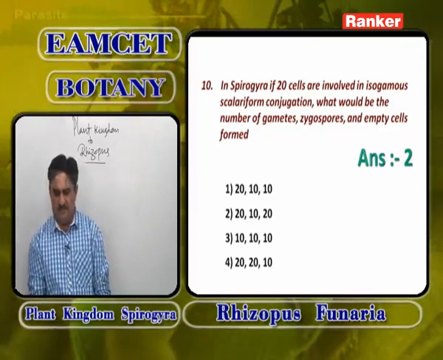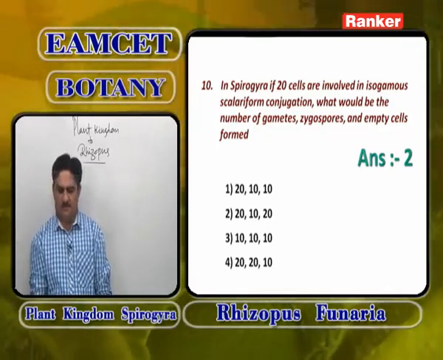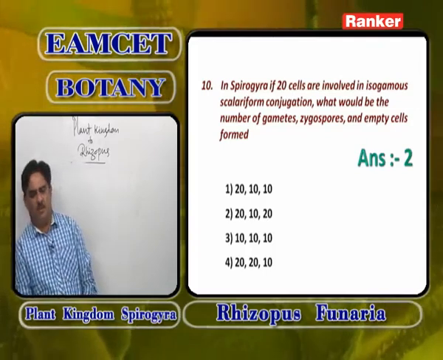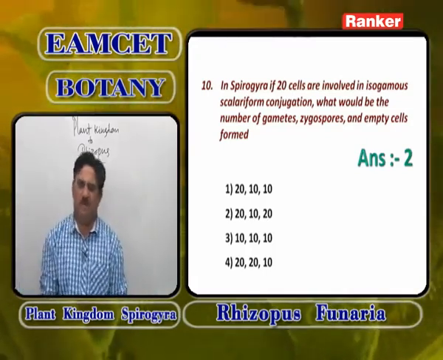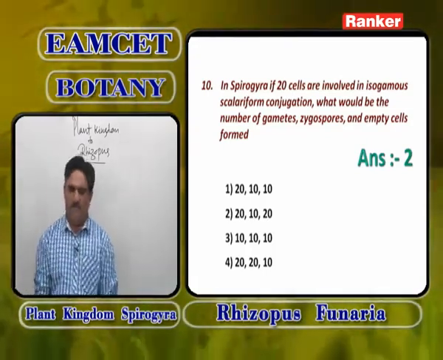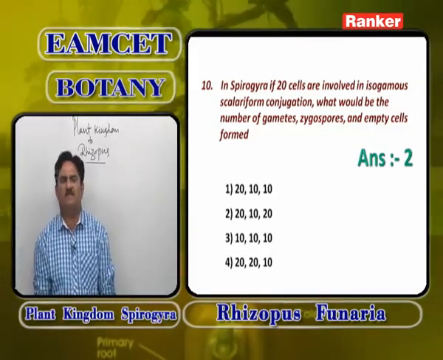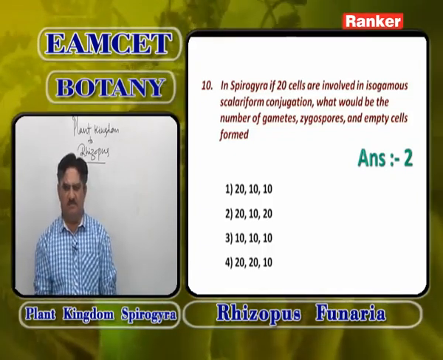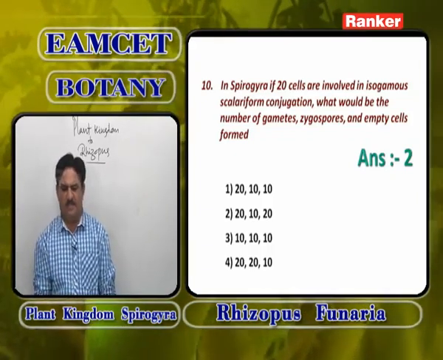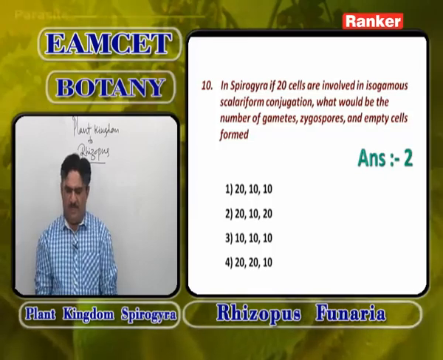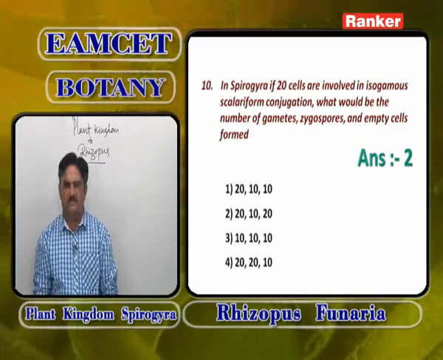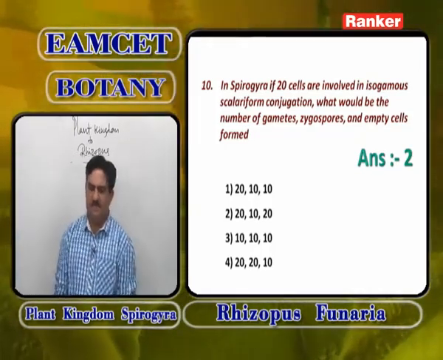So, what would be the number of gametes? 20, as gametes are formed on both sides. What would be the number of zygospores? 10, because two gametes fuse to form one zygospore. And what would be the number of empty cells? All the 20 cells, because all the aplanogametes move and fuse in the conjugation canal to form zygospores. So, answer is 20, 10 and 20: 20 gametes, 10 zygospores and 20 empty cells.